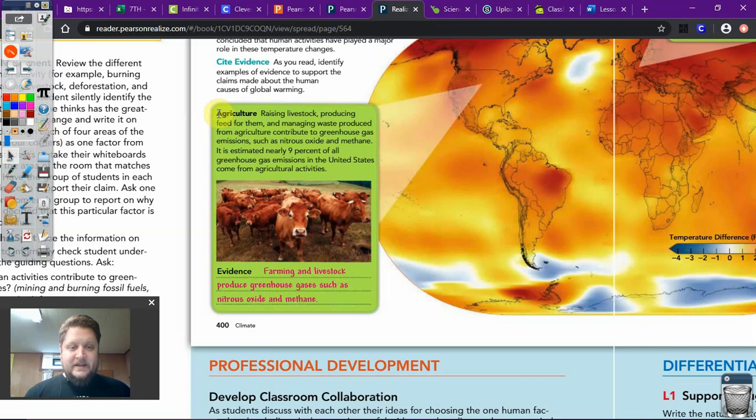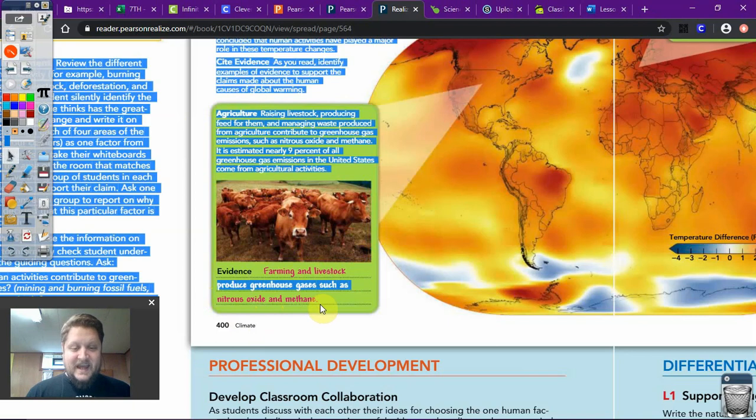All right, last but not least is agriculture. Agriculture, farming, and livestock produce greenhouse gases. You need to run the machines in order to harvest the crops. That's going to burn fossil fuels, and that's going to release carbon dioxide. And then also you have the livestock. Livestock produce nitrous oxide and methane.